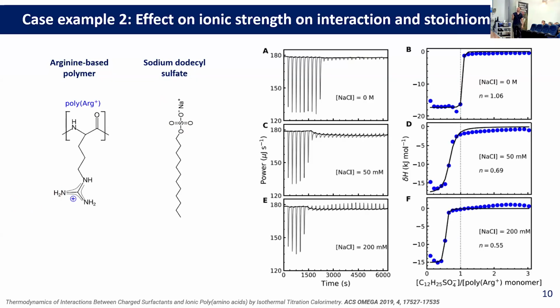But however, as we increase the concentration of those salts in our medium, we see that the stoichiometry is no longer 1 to 1, but instead, for this case of 200 millimolar of salts, it's 0.55. And this could be explained because, of course, if we have a lot of salts in the system, part of this positively charged group can be blocked by the chlorine ions.